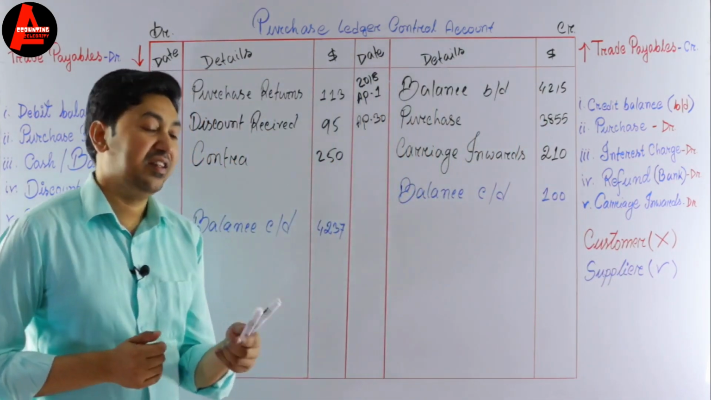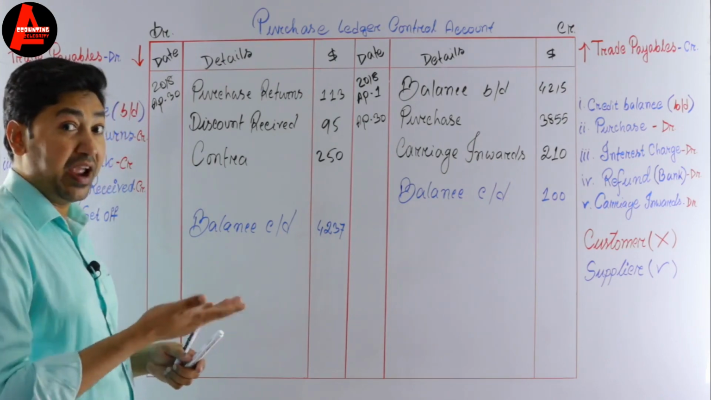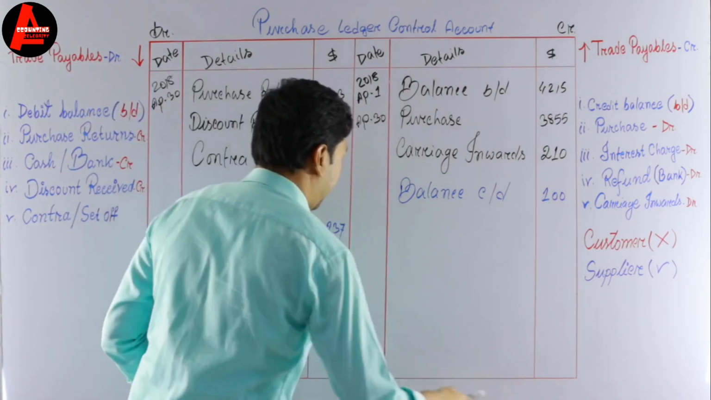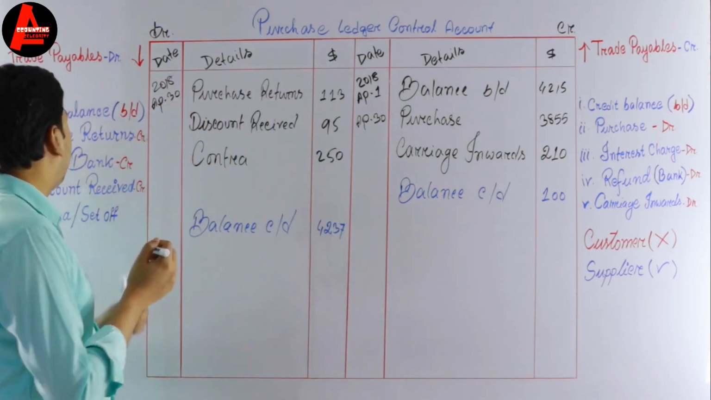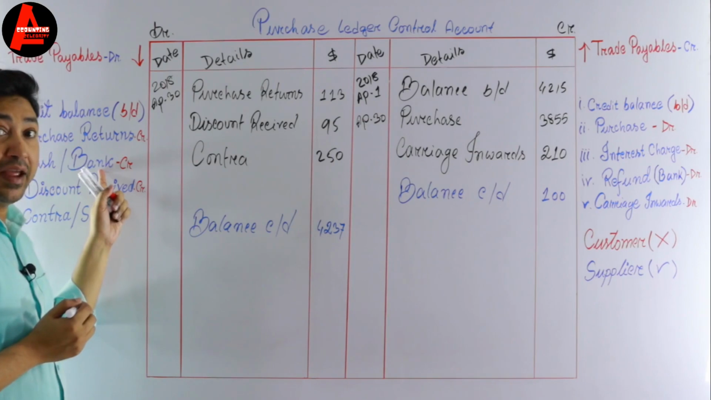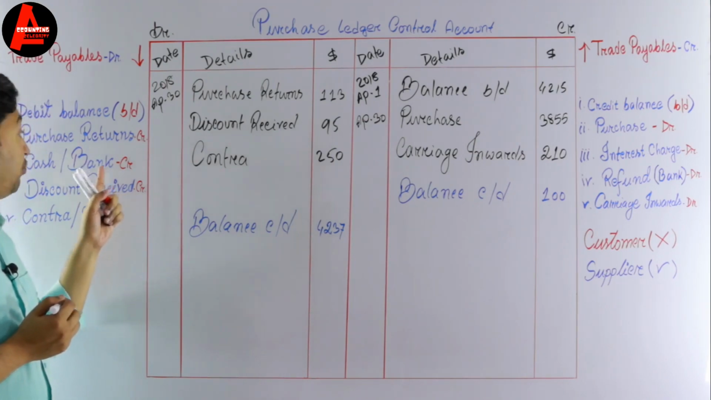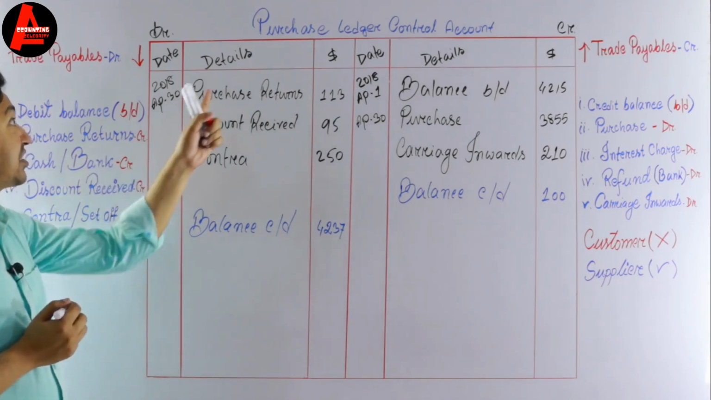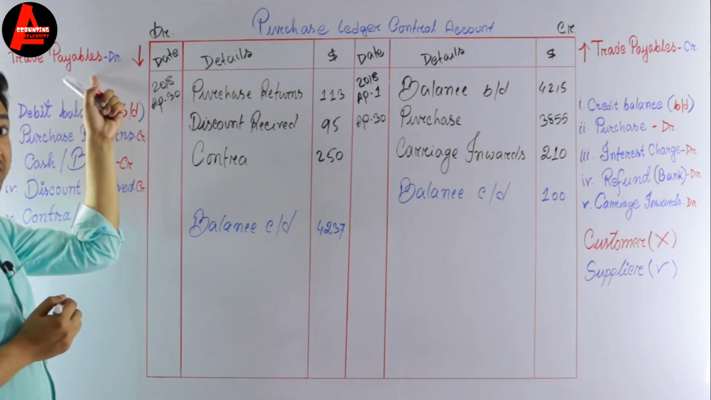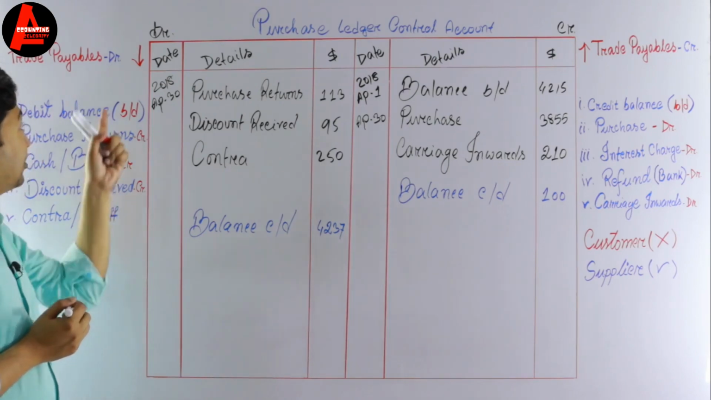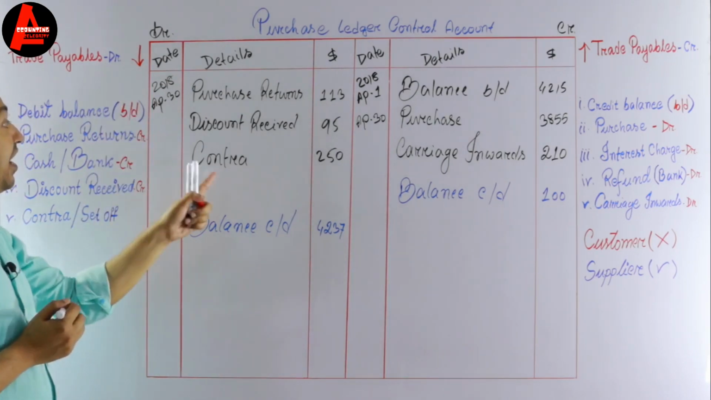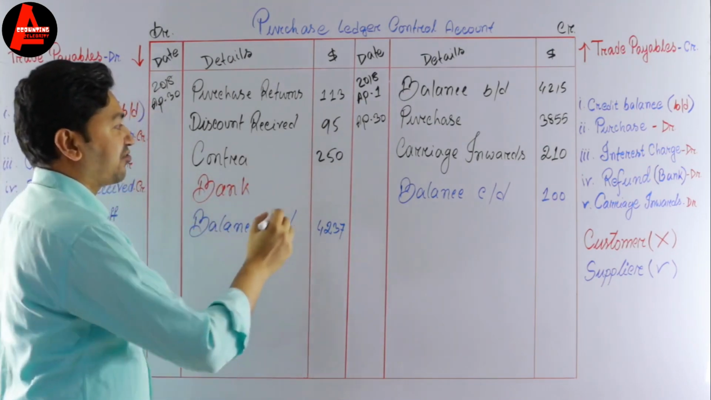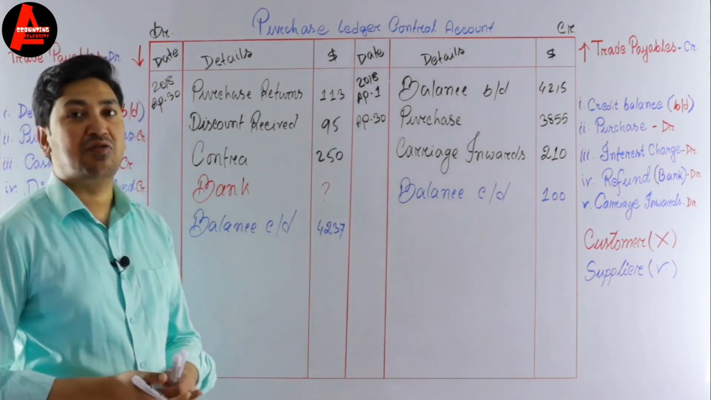Now our question was what? To calculate the value of checks, how much we paid to the supplier. So let us write here first of all the bank. We already know that if we pay money to the supplier by check, we have to write here bank. Bank is credit and purchase ledger control account, all trade payables are debited, so that is why we are writing in the debit side. So let us write here bank. It's a question mark. Now how to calculate this value?